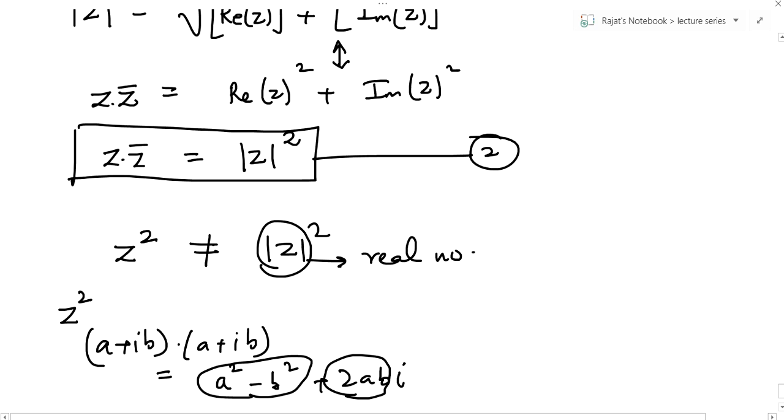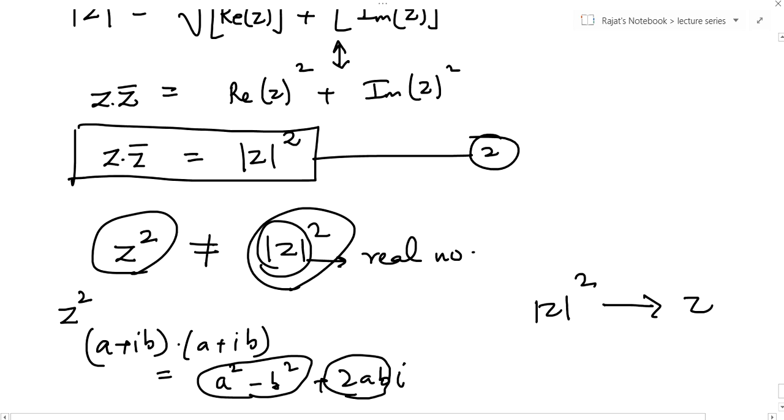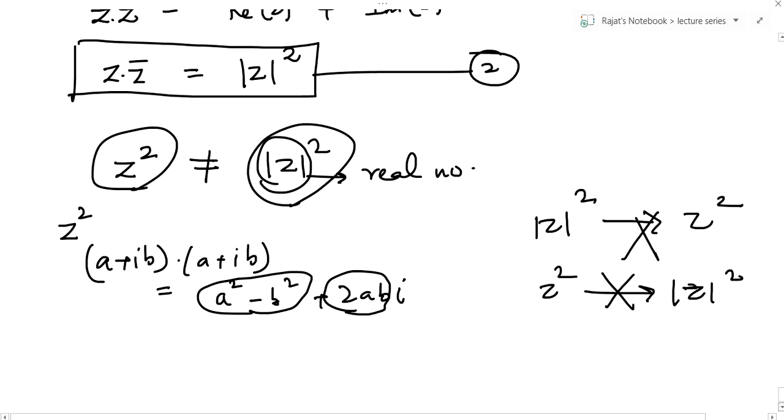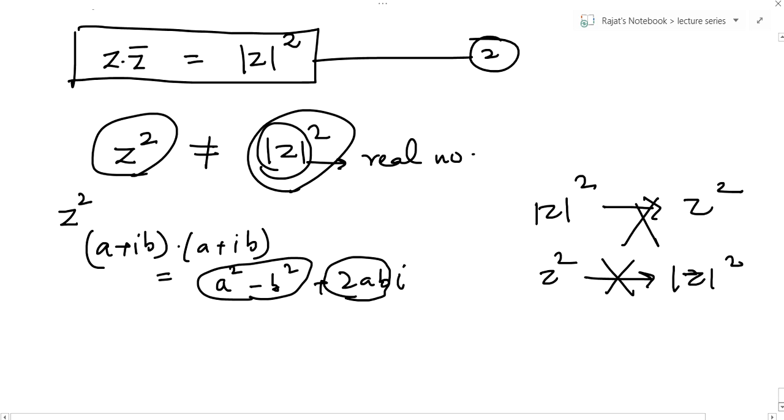So it's a complex number. But mod of z square is a real number. This is telling you the length, and this is squaring of the complex number. So please, whenever it is given as mod z square, don't replace it with z square. Or if in the question it is z square, don't replace it with mod z square. This is wrong. Please be very careful.